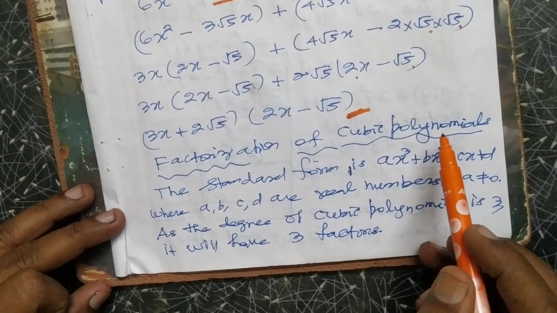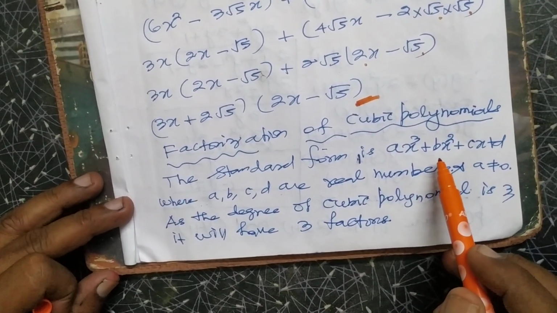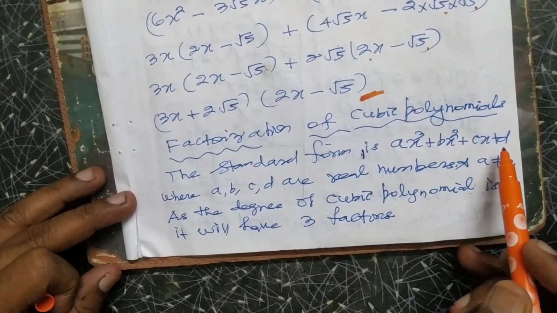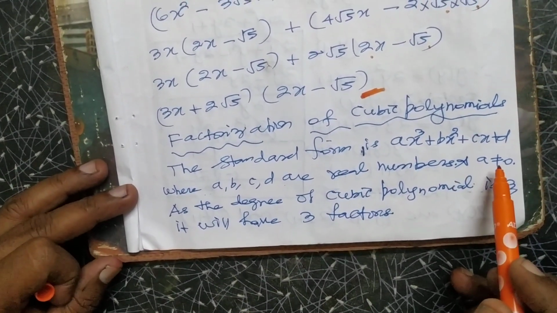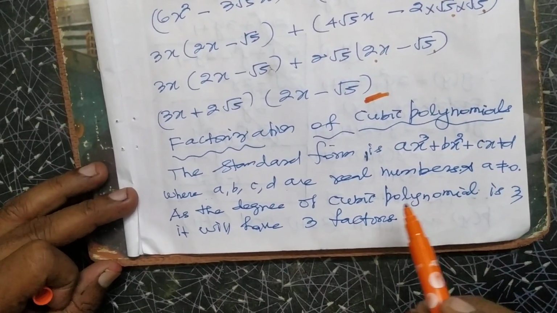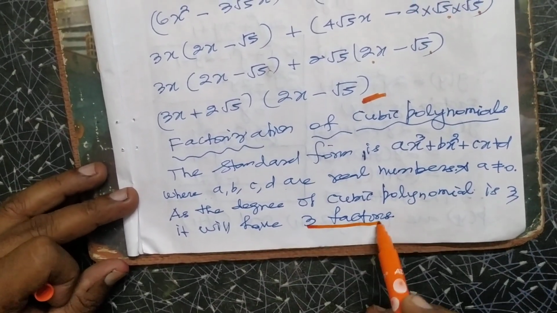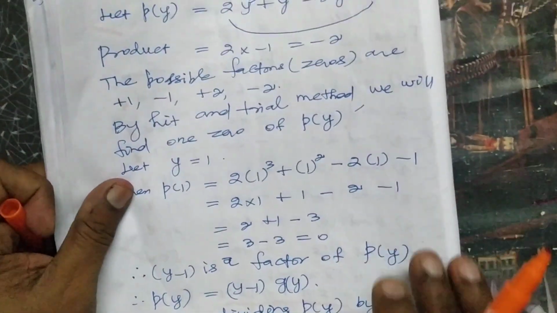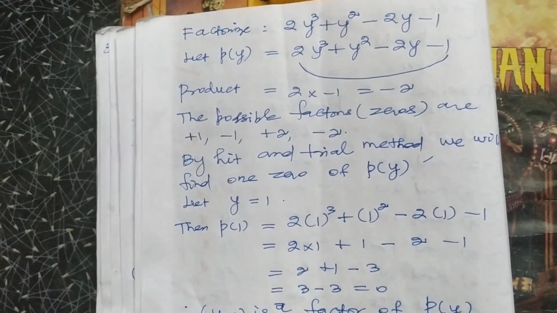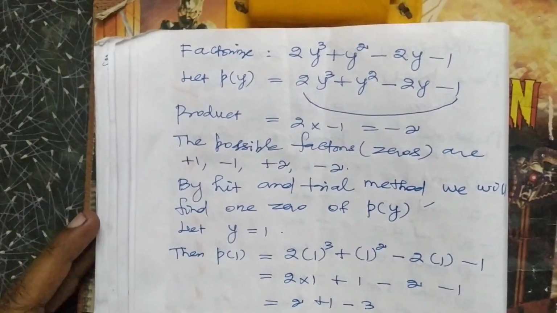Factorization of cubic polynomials. The standard form of a cubic polynomial is ax cube plus bx square plus cx plus d, where a, b, c are real numbers and a not equal to 0. As the degree of a cubic polynomial is 3, it will have 3 factors or 3 zeros. Only one question I am giving. For each model, if you practice 10 questions, you will be thorough in factorization.